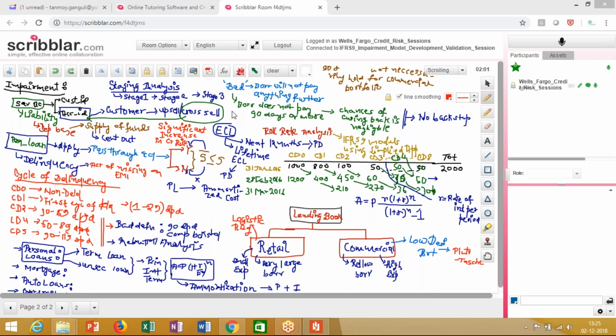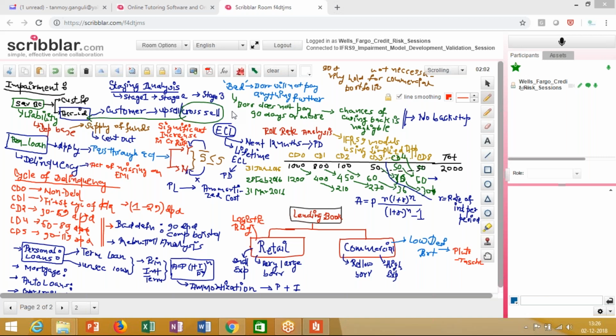Okay, fine. So borrowers in stage one, let's say my portfolio contains 1,000 accounts, right? Out of this, some accounts are non-delinquent. So accounts which are non-delinquent, who have not entered into delinquency, are my stage one accounts. Now from stage one, there are some accounts which have undergone a deterioration to stage two.